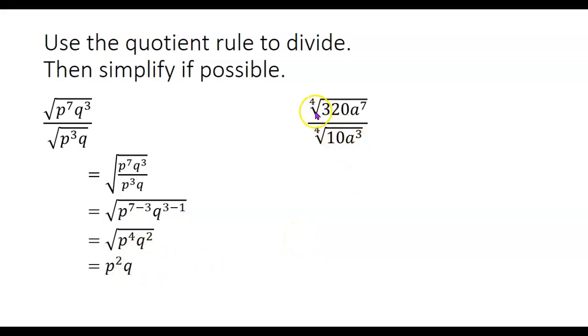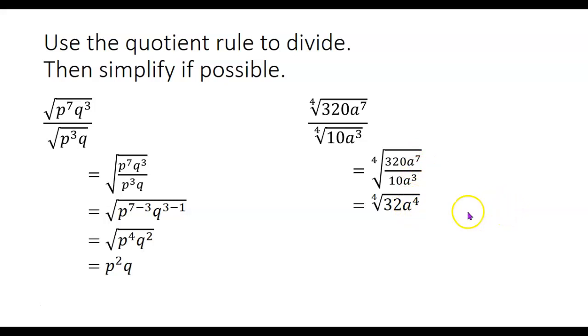Let's try this one. Here we're doing fourth roots. So the fourth root of one thing over the fourth root of the other thing is the fourth root of the top over the bottom. So now we've got, under one big fourth root sign, the fourth root of 320 a to the 7th power over 10a to the 3rd power. 320 divided by 10 is 32. A to the 7th divided by a to the 3rd is a to the 4th.